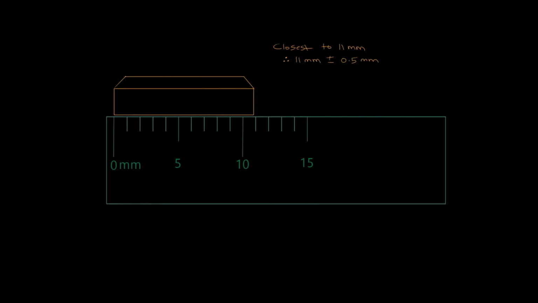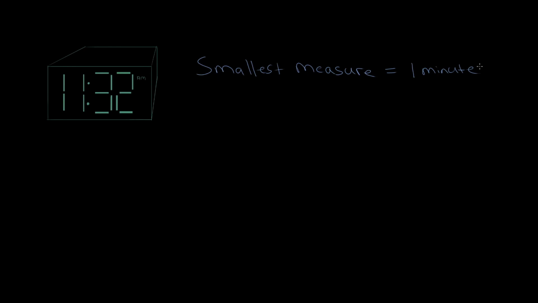Now, to solidify our understanding of this, let's look at an example of a digital device where this rule wouldn't apply. I'm talking about a clock. This clock here reads 11:32, and the smallest reading on this clock is 1 minute. But a clock doesn't actually work by rounding to the nearest minute. If the time was, say, 11:32 and 40 seconds, it simply wouldn't just round up to 11:33. Even if the time was 11:32 and 59 seconds, the clock still would not round up to the nearest minute.